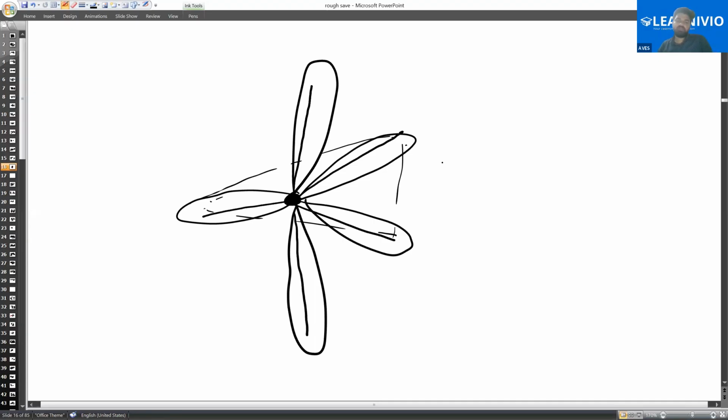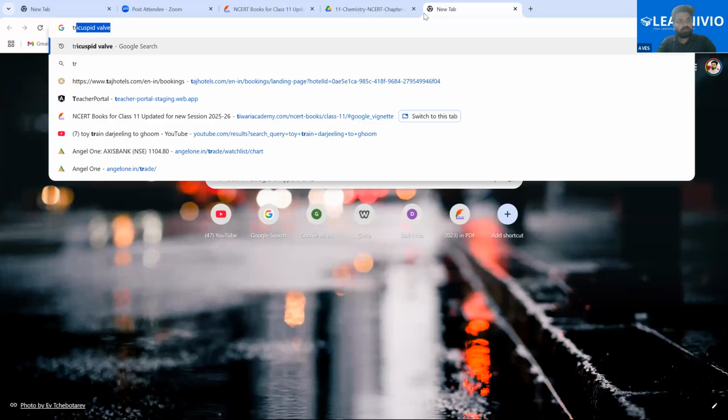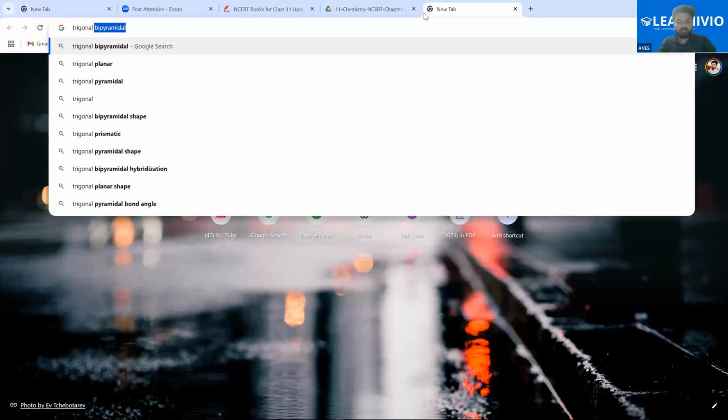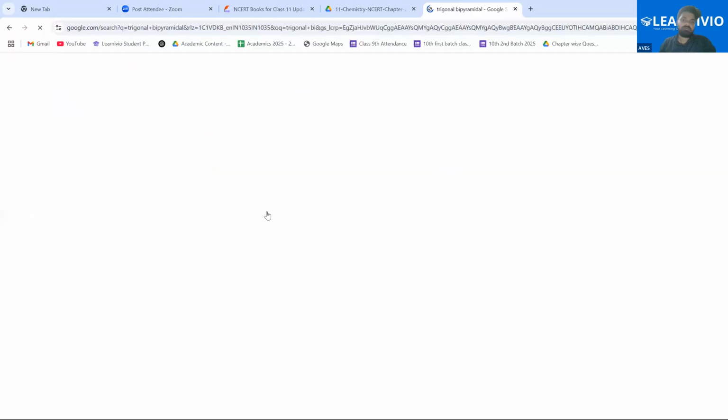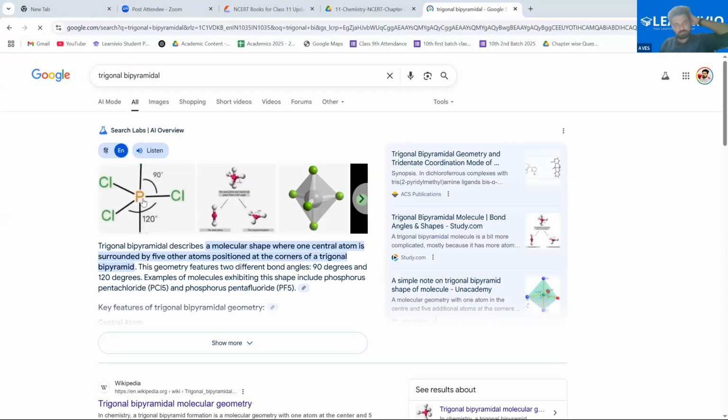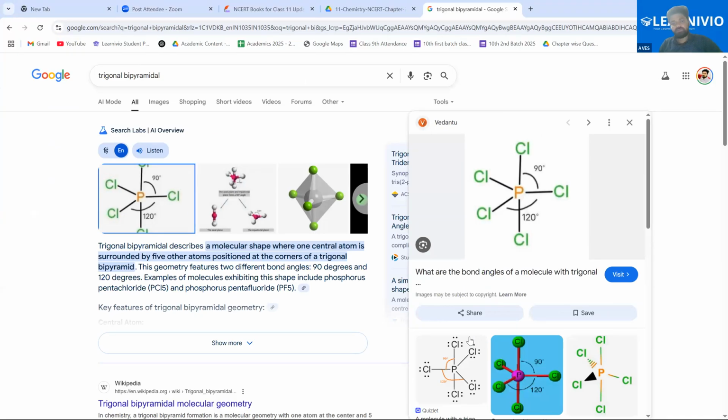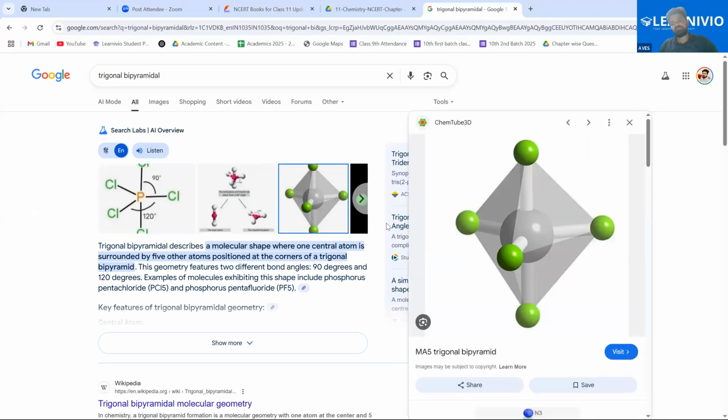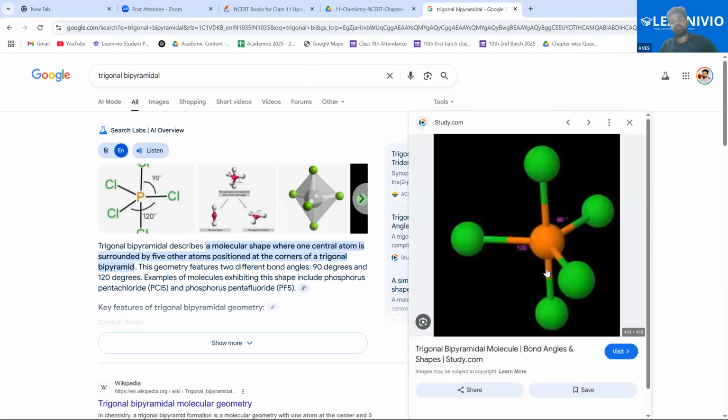Next, this shape is called trigonal bipyramidal. Actually, let me show you what trigonal bipyramidal is. So I can write it: trigonal bipyramidal. This shape is called trigonal bipyramidal, like this. Three in the plane, three in the plane, and one up. But you have to keep in mind that this vertical one and this one are going to have a 90 degree angle.